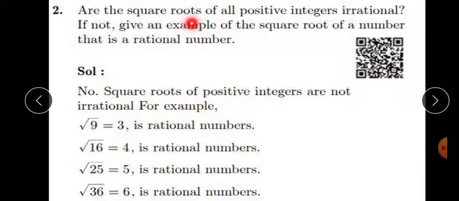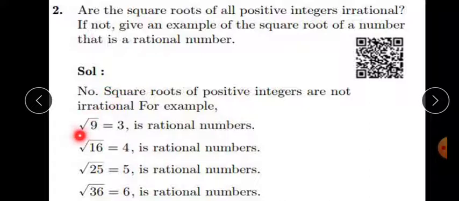Are the square roots of all positive integers irrational? If not, give an example of the square root of a number that is a rational number. So this question has two parts. Are the square roots of all positive integers irrational? It means, are the square roots of all numbers irrational? Now root 1 is 1. Root 2 we cannot solve, it is an irrational number. Root 3 is also an irrational number.